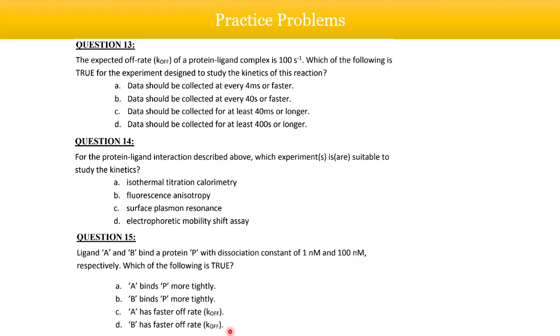Now, last question. Ligand A and B bind a protein P with dissociation constants of 1 nanomolar and 100 nanomolar. Which of the following is true? A binds P more tightly, B binds P more tightly, A has a faster off rate, or B has a faster off rate. It is said that the Kd value of A to P is 1 nanomolar and B to P is 100 nanomolar. So which of the following will be true? Which of the options do you feel is correct?